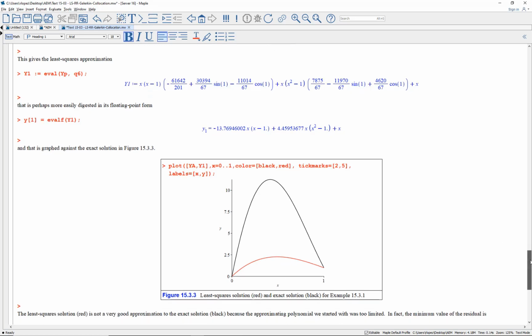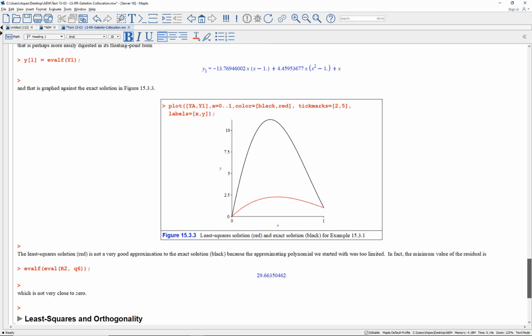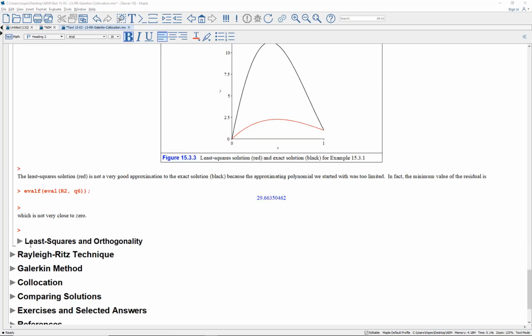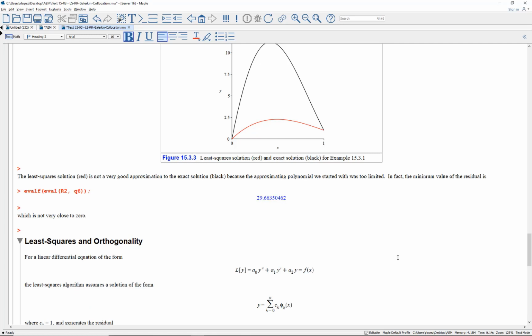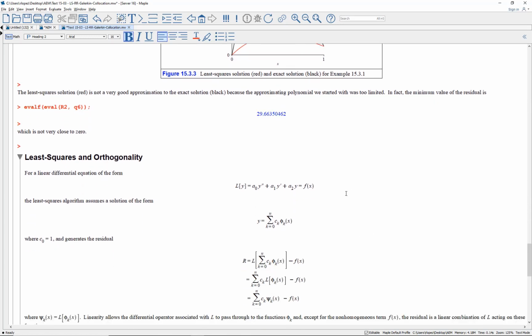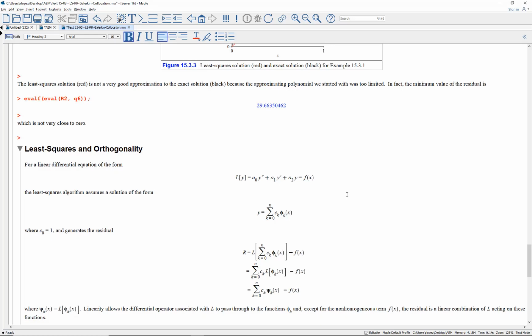We're going to see if the other methods are better and try and get some understanding of why, what's happening here. And this is the value of the norm, L2 norm of the residual. It's rather large. As we examine this least squares technique for what it was we actually did, we are led to a notion that orthogonality is lurking here.